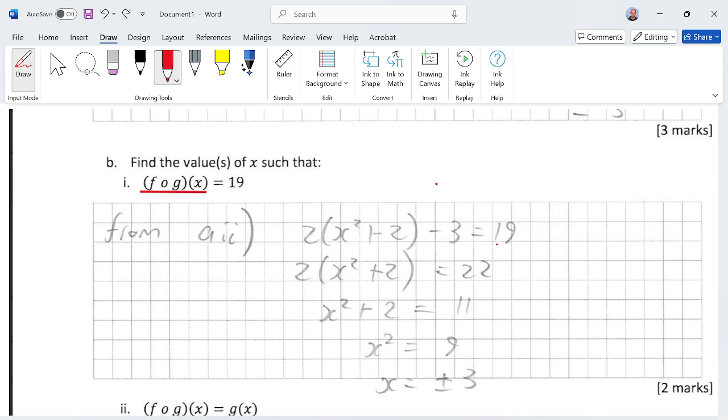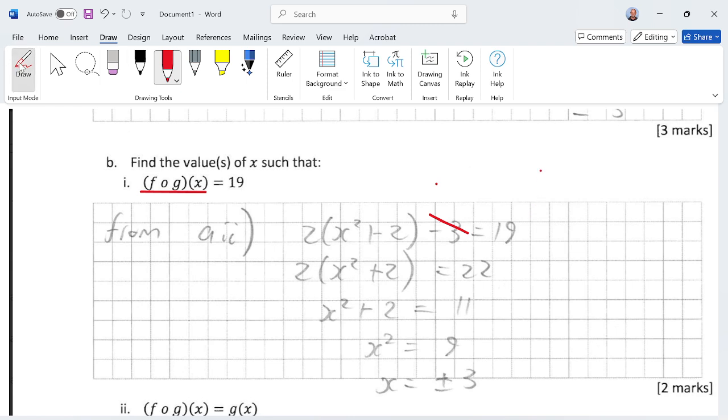So the first thing I've done is plus 3 to both sides. That's going to get rid of this 3, okay? And on the right-hand side, we'll have 22. Then we're going to get rid of this 2 out the front by dividing both sides by 2. The left-hand side is going to become x squared plus 2. The right-hand side becomes 11. Then we'll take away 2 from both sides to give us x squared is 9. And then we square root both sides to get x is positive 3 or negative 3 as our solution.